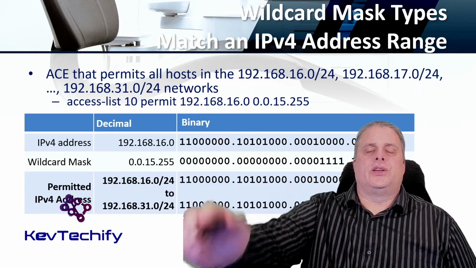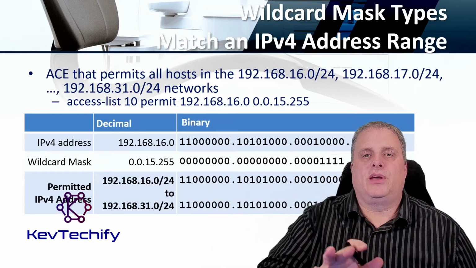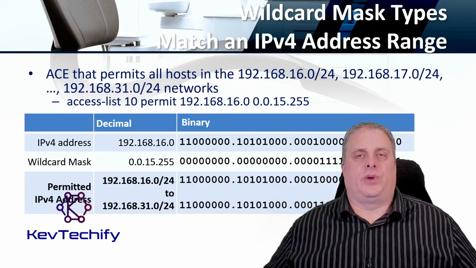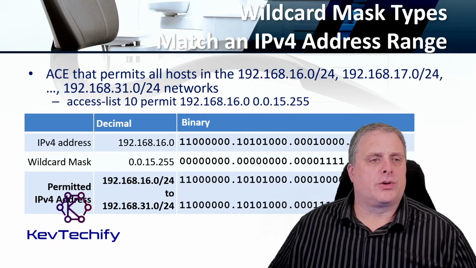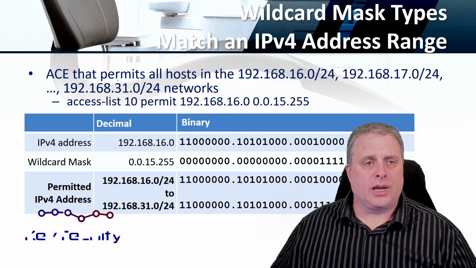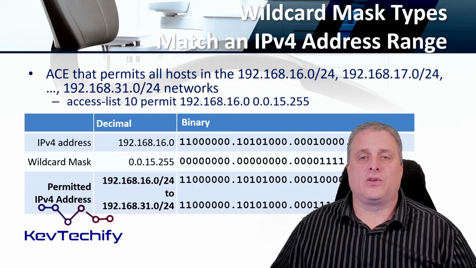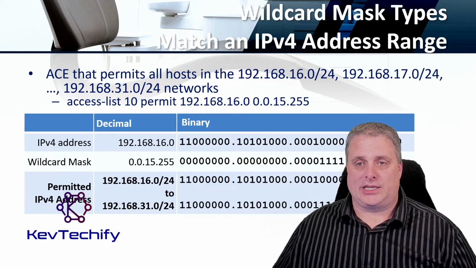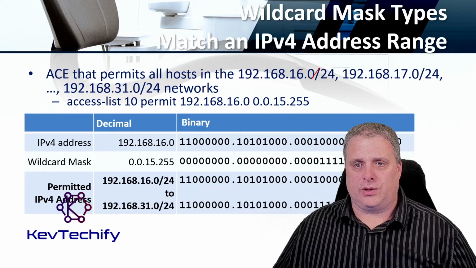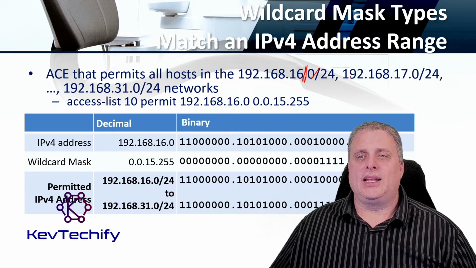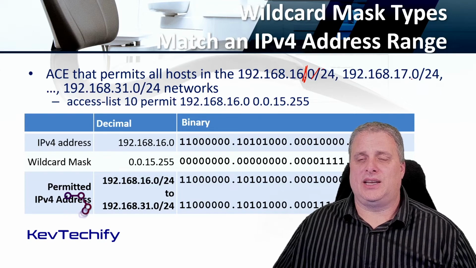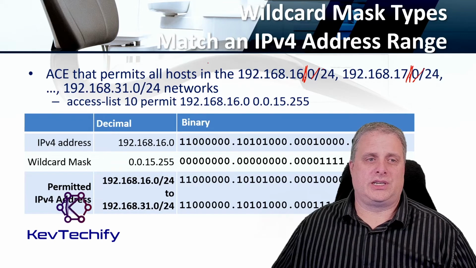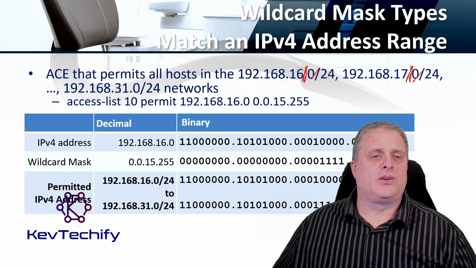Now what we're going to do is kind of do the same thing, but we're going to put in an address range that is more than a Class C address. And so what we want to do here is create an access control entry that permits all hosts in the networks of 192.168.16.0/24. So it's a /24, so it's right here. And on the network of 192.168.17.0/24. So our network differences here go all the way up through .31.